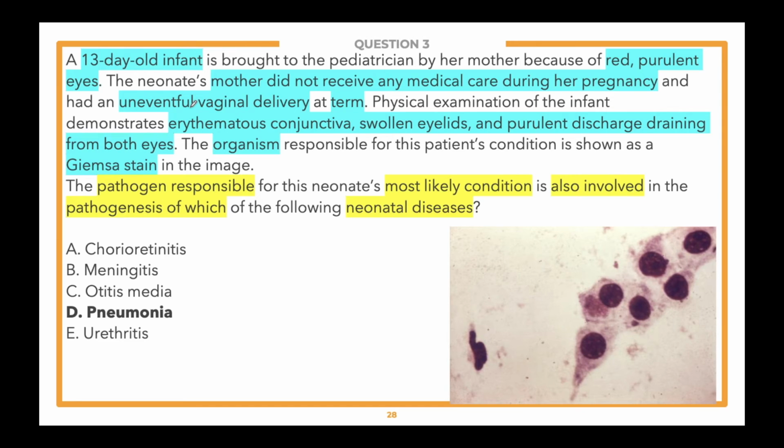Now the other answer choices: urethritis, you could think about more so in adults, not a neonate. And remember, this question asked about another neonatal disease, not just any other disease. Otitis media, as well as meningitis, are not associated with this infection. Chorioretinitis is more so caused by toxoplasmosis. So the best answer choice here is answer choice D.